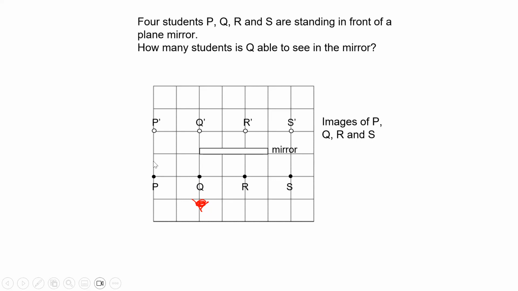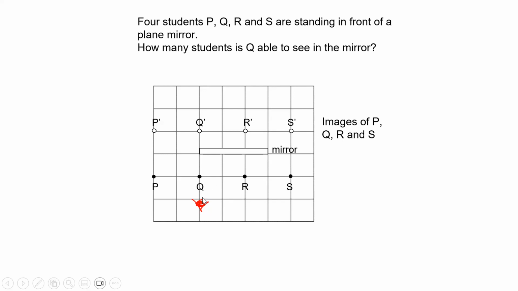I hope you are able to see the image of P will be 1 box away from the mirror, 1 box behind the mirror. Q will be 1 box in front, 1 box away. R will be here and S will be here. Ignore the length of the mirror. Assume that the mirror is long enough.